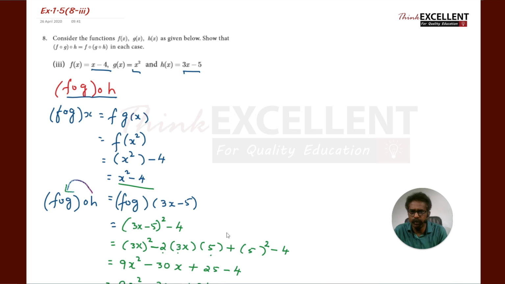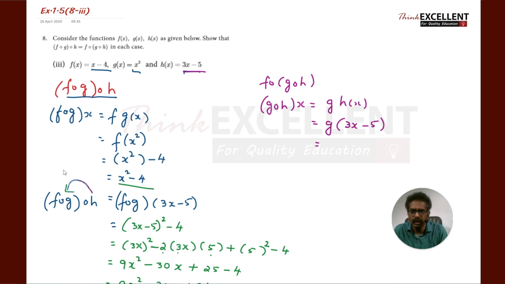What is RHS? F composition, g composition, h. So next we are going to find f composition, g composition, h. For that, first you find the term inside the bracket, right? So what do you find? G composition h of x, that is g of h of x. G of, what is h of x here? What is h of x given? 3x minus 5, right?